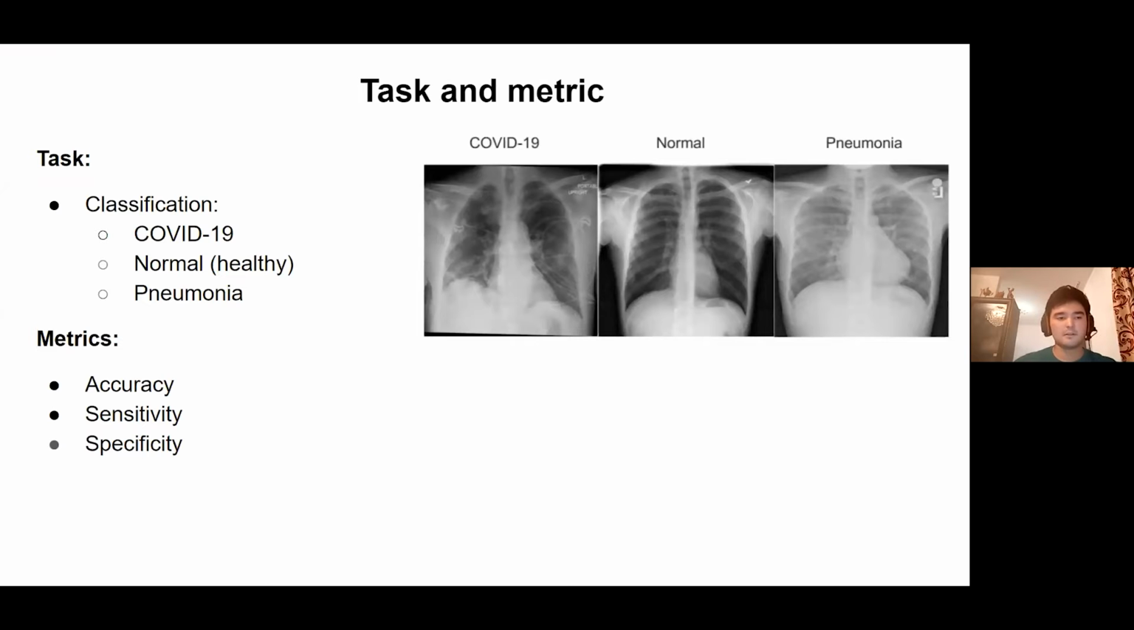Okay, so the task was to classify the images into either being COVID-19, normal, or pneumonia. The metrics were accuracy, sensitivity, and specificity, in decreasing order of importance.